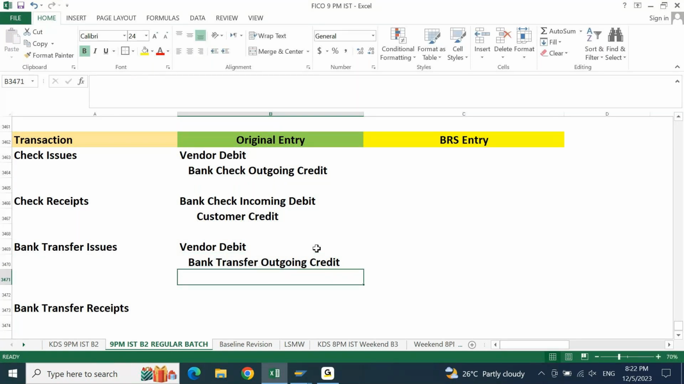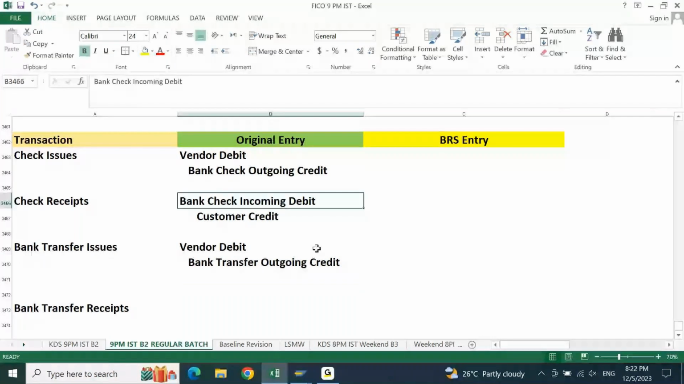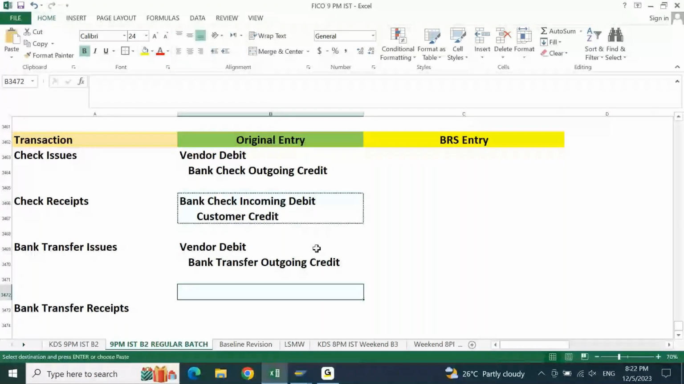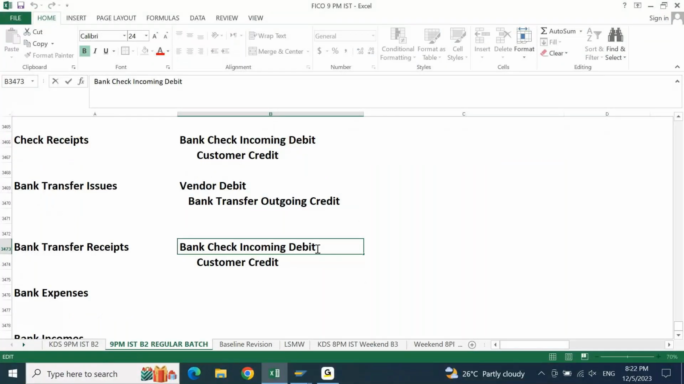In place of check outgoing, you are going to put bank transfer outgoing credit. Similarly, when you are receiving any payment from any customer, it is the same accounting entry that you have listed for check receipt. The only difference is, check incoming will be transfer incoming debit.